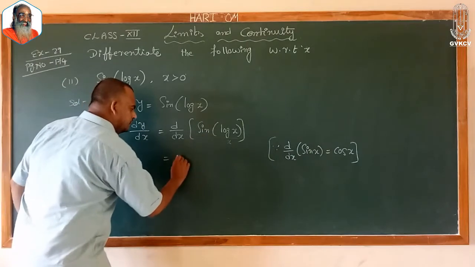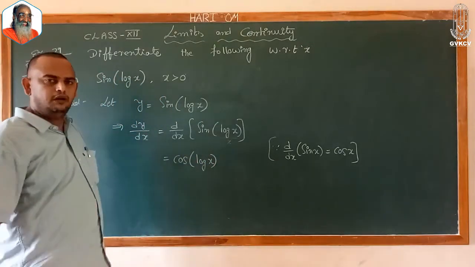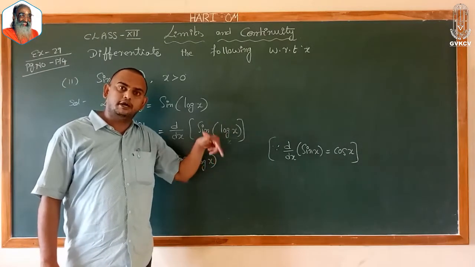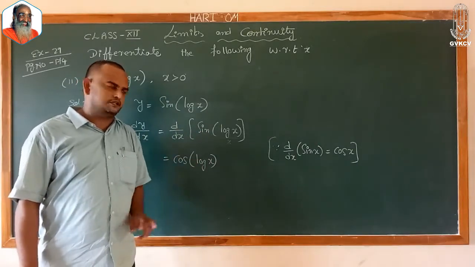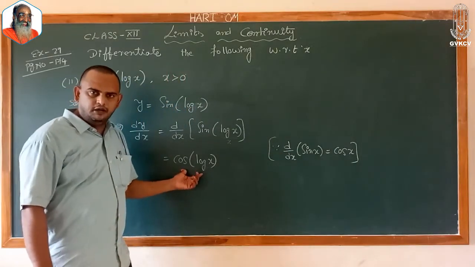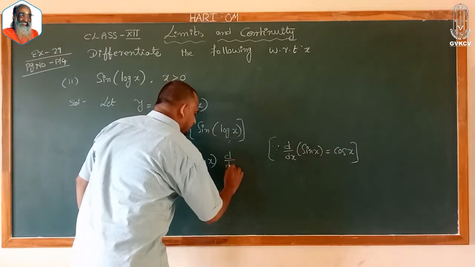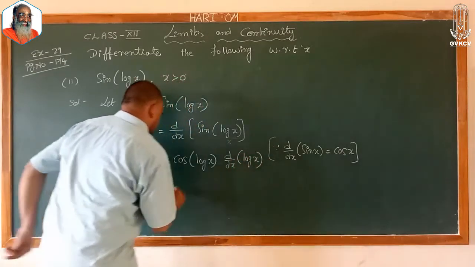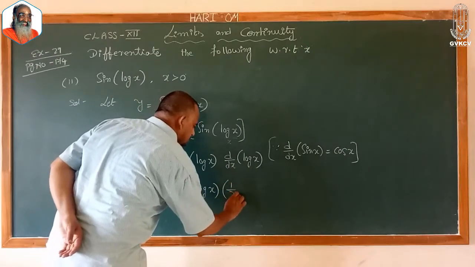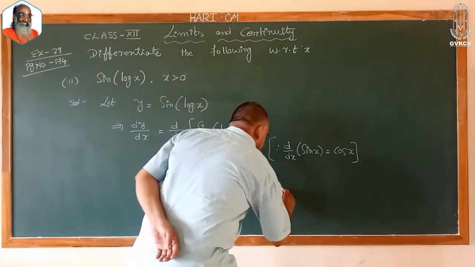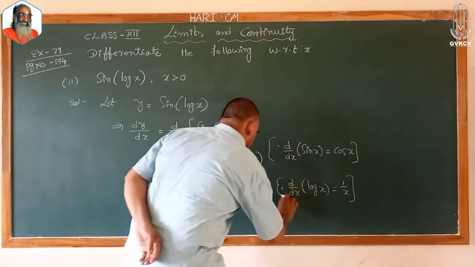That means here we get the answer: the derivative is cos of log x. But in place of x, what is the value we have? Log x. Again, a function in another function. Sine x derivative is cos x, that we have done. But in place of x we have log x, so log x again we have to differentiate, into d by dx of log x, that is equal to cos of log x. Now the derivative of log x is 1 by x. As we know, d by dx of log x is nothing but 1 by x.